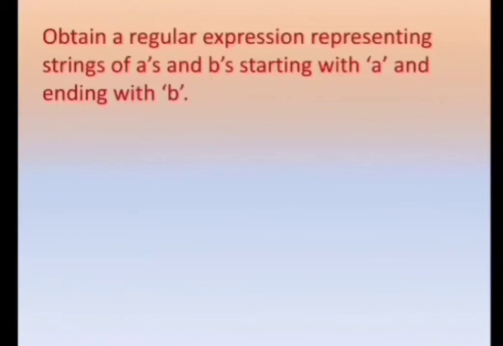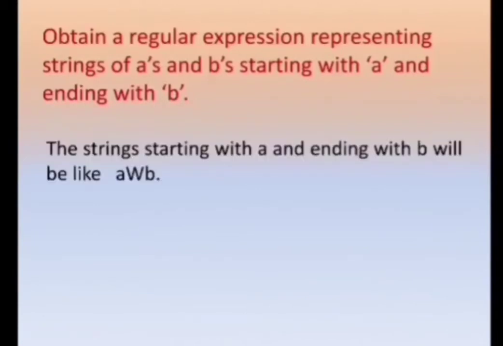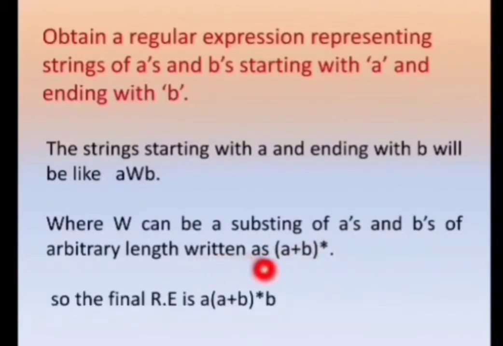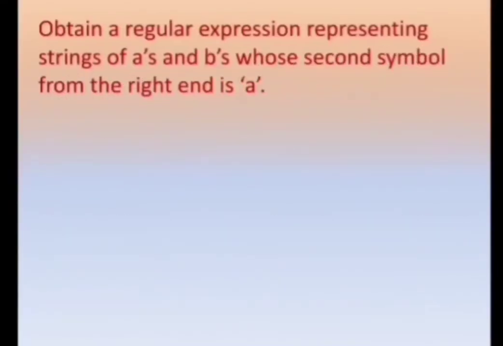Next problem we have is: obtain a regular expression representing strings of A's and B's starting with A and ending with B. The format of strings starting with A and ending with B is AWB, where W can be a substring of A's and B's of any length. That means between A and B we can have any number of A's and B's repeated. So that can be written as (A+B)*. Hence the final regular expression is A at the beginning, B at the ending, and in between any number of A's and B's, hence A(A+B)*B.